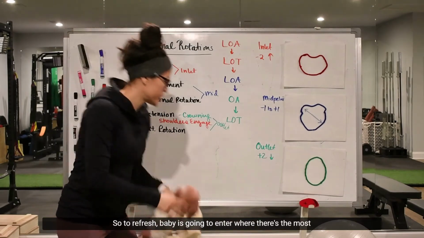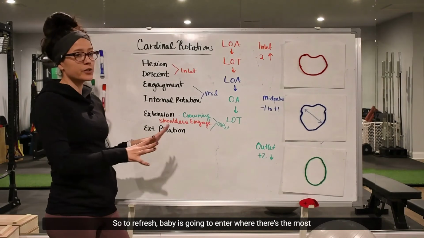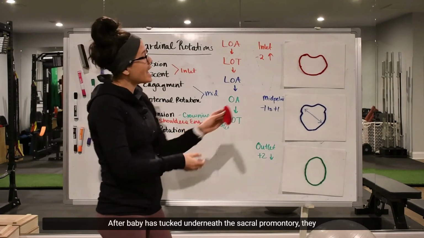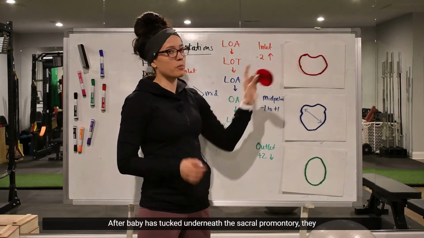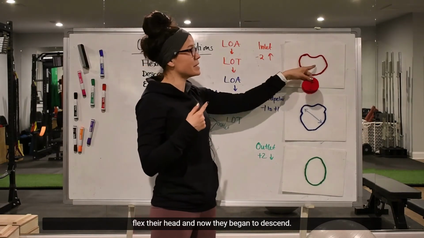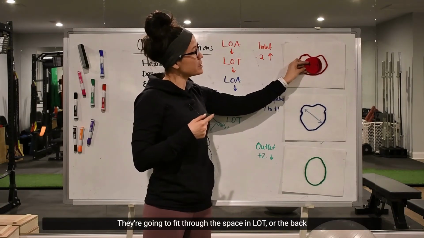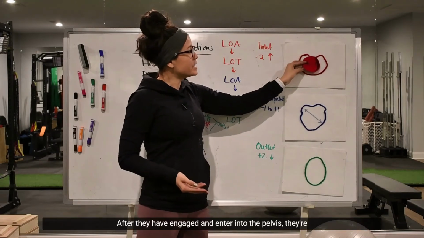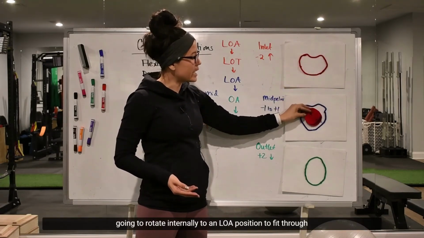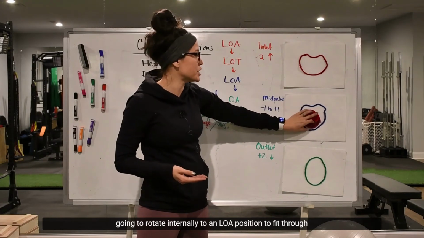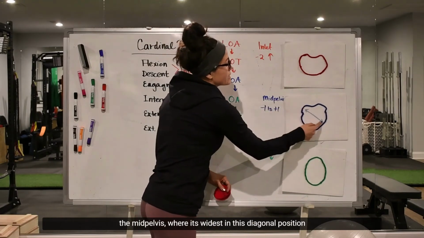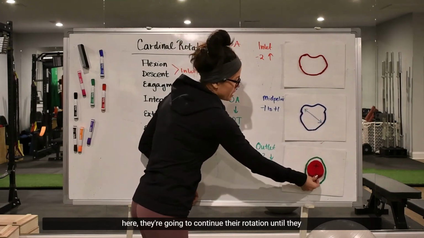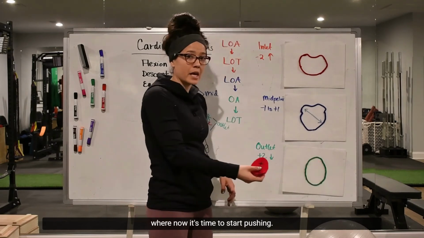So to refresh, baby is going to enter where there's the most space available for them. So this would be the back of the baby's head here. After baby has tucked underneath the sacral promontory, they flex their head, and now they begin to descend. They're going to fit through this space in LOT, or the back of their head is towards the left hip. After they have engaged and entered into the pelvis, they're going to rotate internally to an LOA position to fit through the mid-pelvis where it's widest in this diagonal position here. They're going to continue their rotation until they make it to the outlet, where now it's time to start pushing.